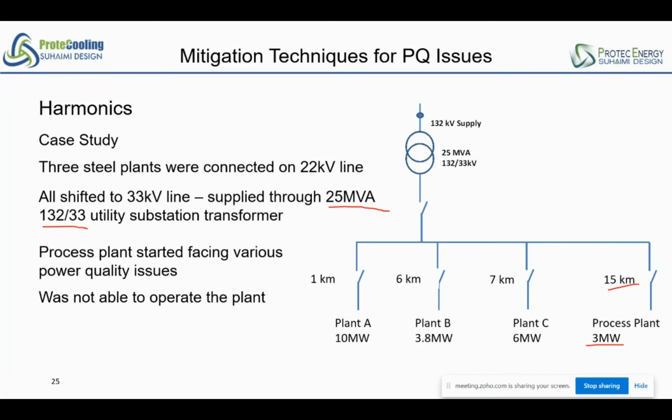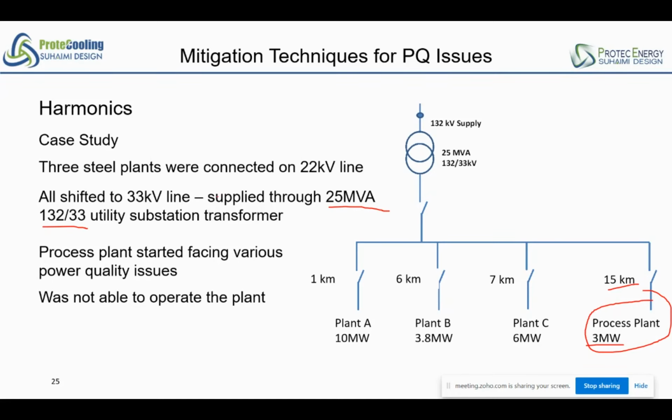Now, as soon as these steel plants were shifted onto this transformer, the process plant started to face a lot of issues. The frequency was deviating a lot, going up to more than 20-25% deviation. They were not able to operate any of the electronic equipment, and they had to shut down the plant.